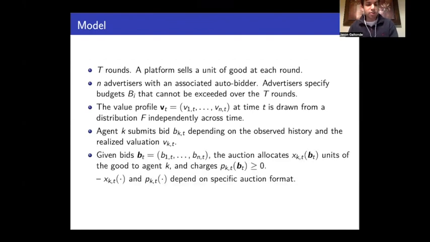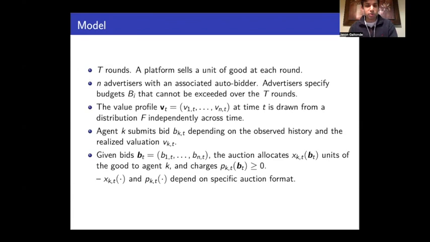And then what the auction's going to do is it's going to take in those bids, we'll collect them into a vector B1T through BNT. And what the auction is going to do is it's going to allocate X sub KT units of the good to agent K, and it's going to charge P sub KT price as payments for their allocation. And these payments are going to be non-negative. Now, these functions X sub KT and P sub KT, they will depend on the specific auction format.